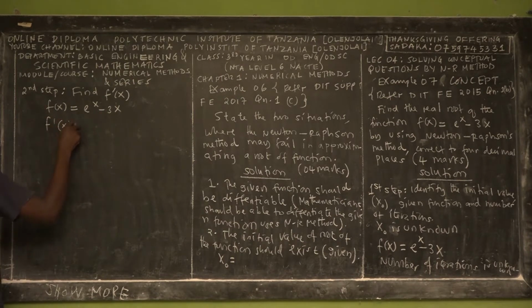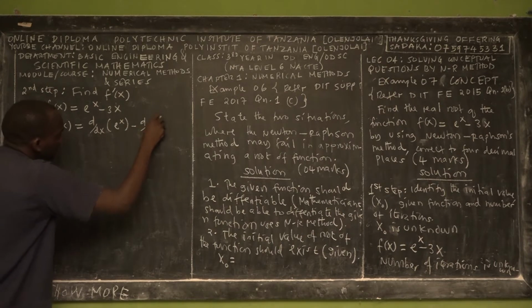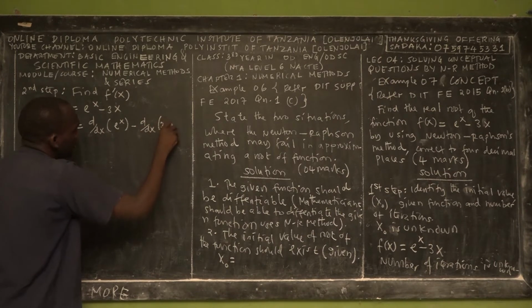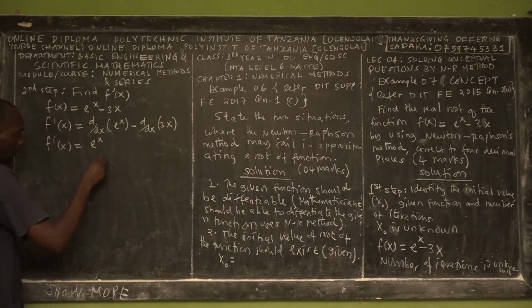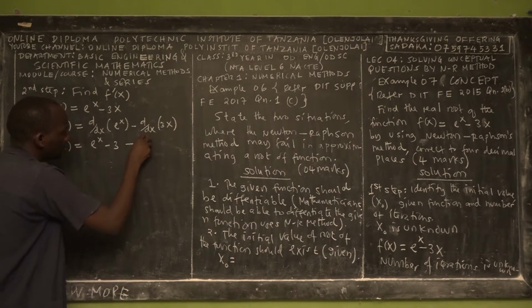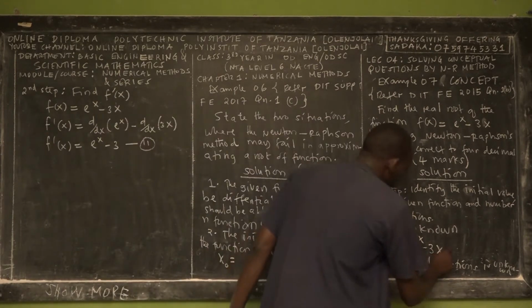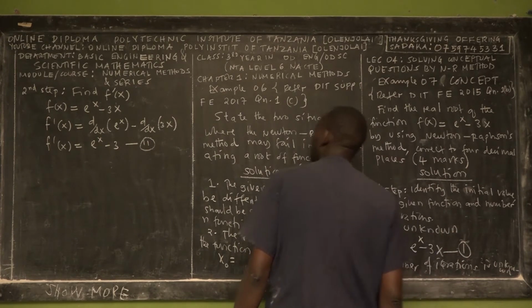Okay, f dash of x is equal to what? We differentiate e power x minus 3x with respect to x. The answer is e power x minus 3. So this is the derivative function, and this is equation 2, while this is equation 1. Remember that in performing iterations we need these equations.